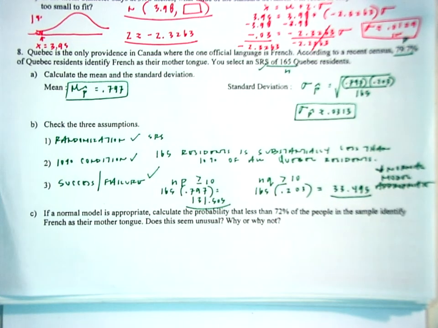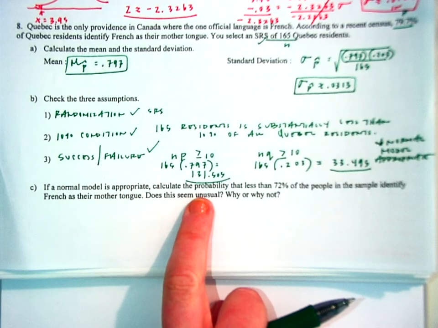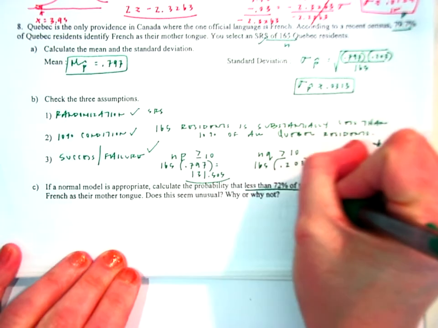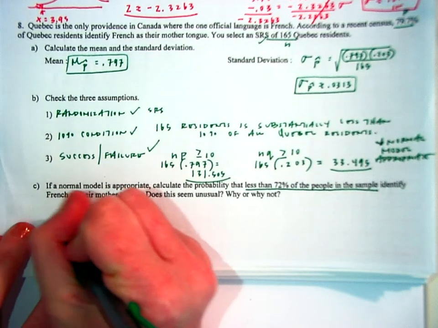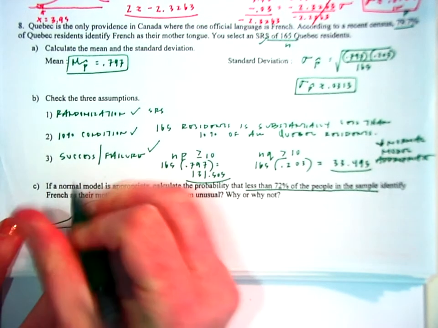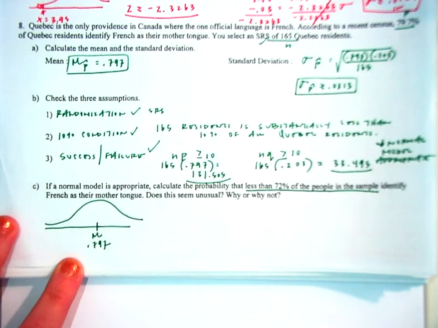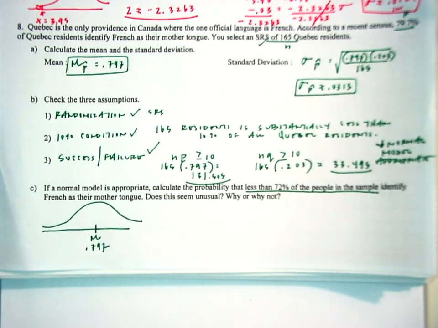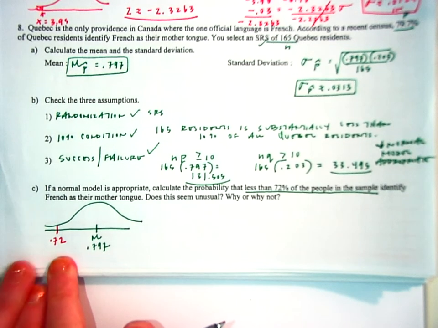All right, and then once we've decided that, we push forward one last part. So, if it is appropriate, which it is, calculate the probability that less than 72% of the people in the sample identify French as their mother tongue. Does this seem unusual? Why or why not? Okay, so if I flesh it out, here's my normal curve. Here is my mean, right smack in the middle, 0.797. So we're coming up with a 0.72, somewhere around here.